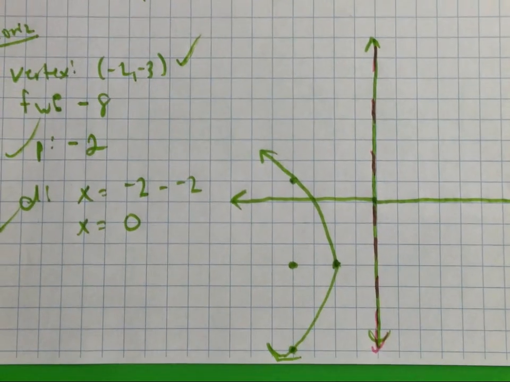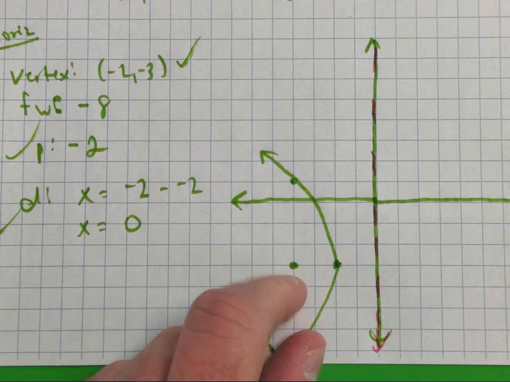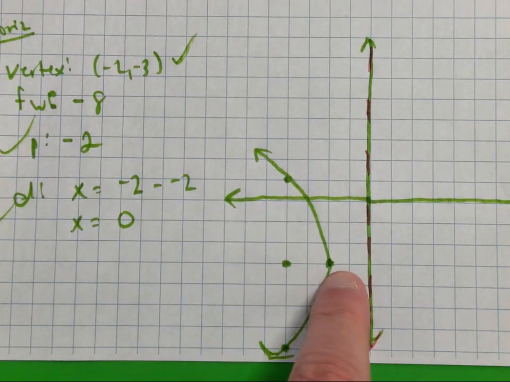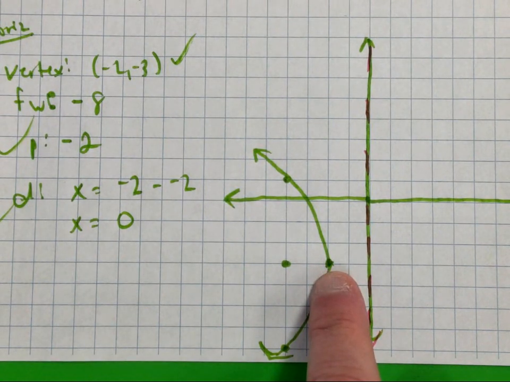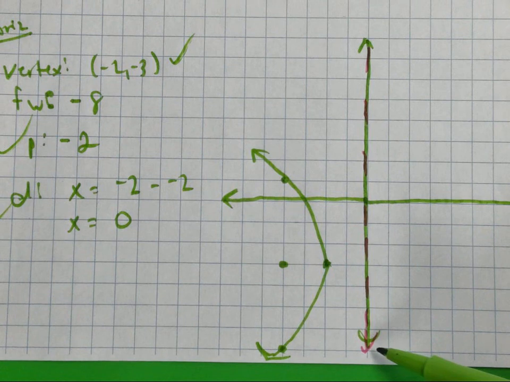How did you get that line? This right here, buddy. That's your focus. Your p-value is 2, so you go 2 from this vertex. Wait, is that what that line was? No, but what line, buddy? This right here? Oh, yeah. That's the directrix. Got it.